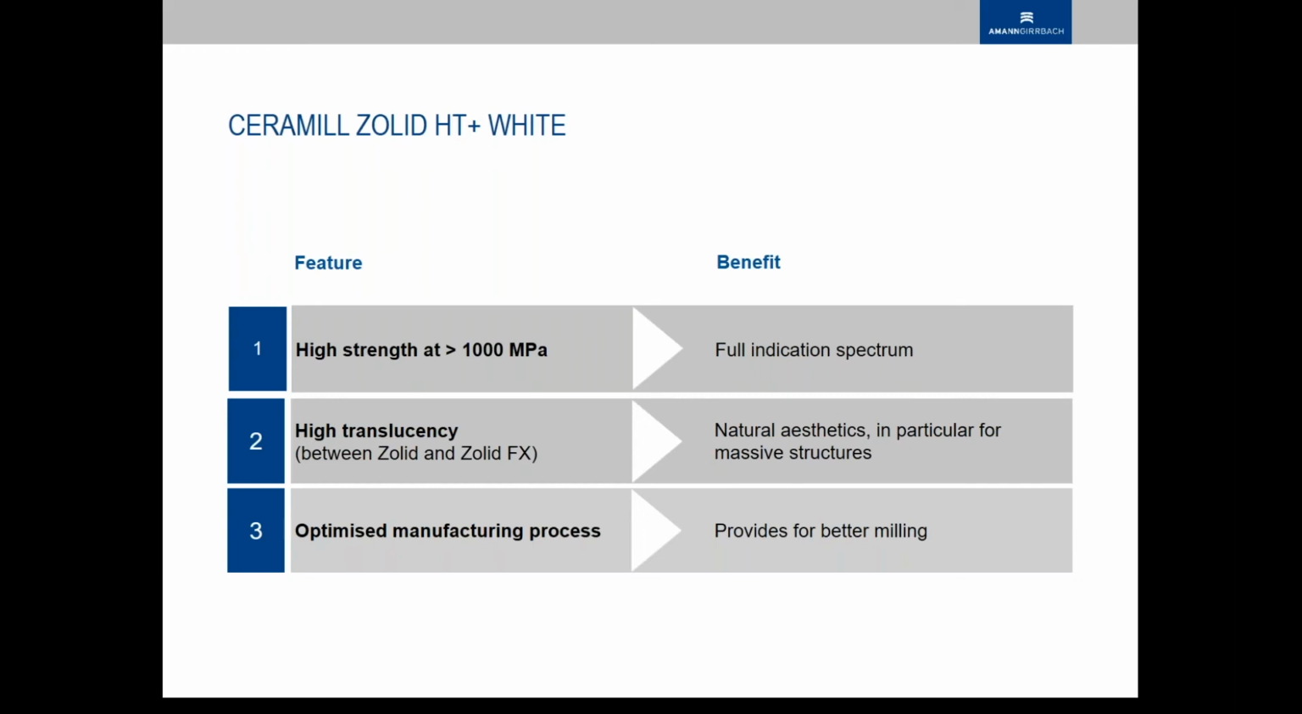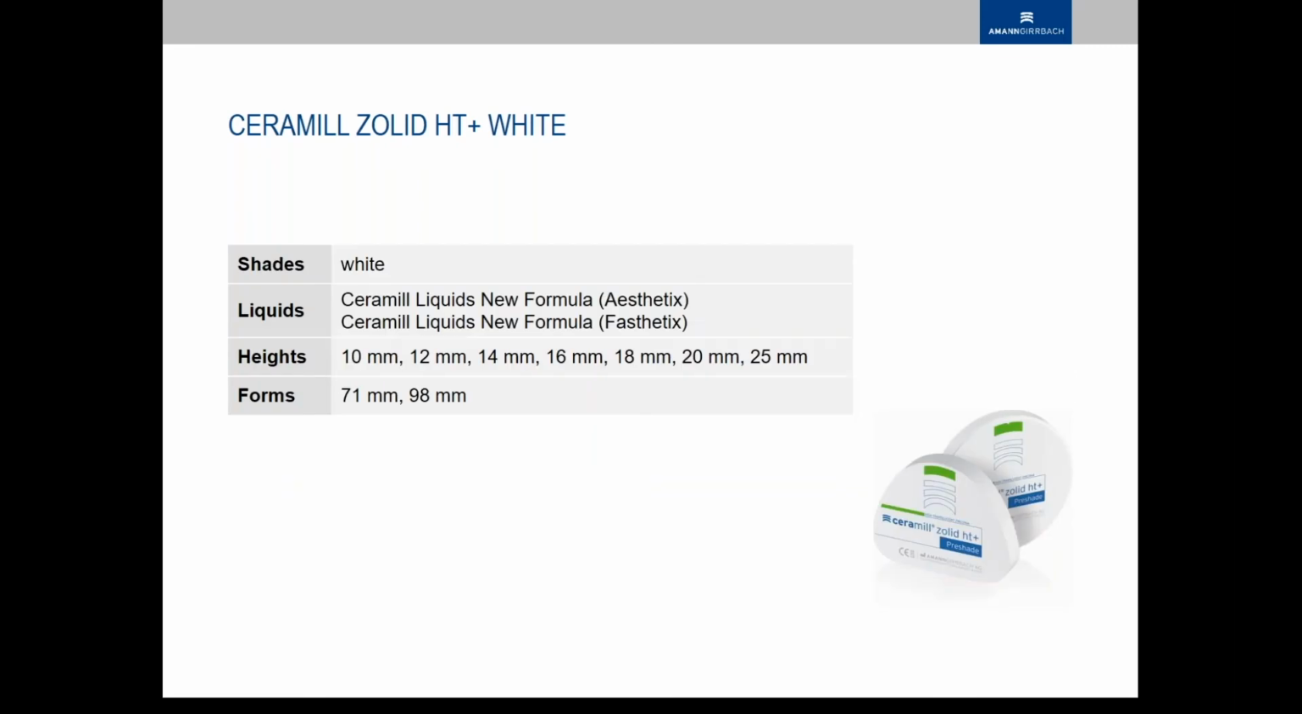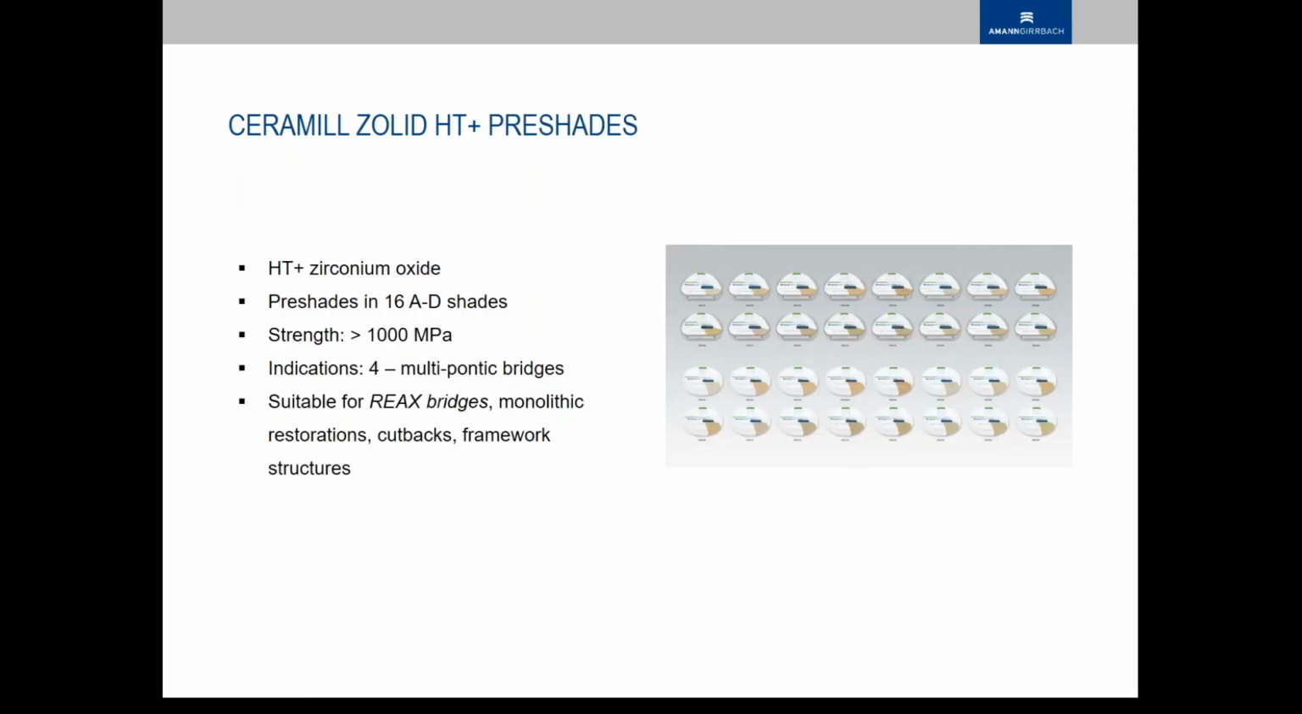That's crazy, if we compare that to a ZI coming from a couple of years ago. Here you see we have that 10 millimeter, what I said earlier, versus on the FX, it starts at the 12 millimeter. Here we're starting at 10, 12, 14, 16, 18, 20, 25 millimeter. So you get quite some options there. Two different staining methods available there, the Aesthetics and the Fastetics. And the pre-shades come in all 16 Vita shades.